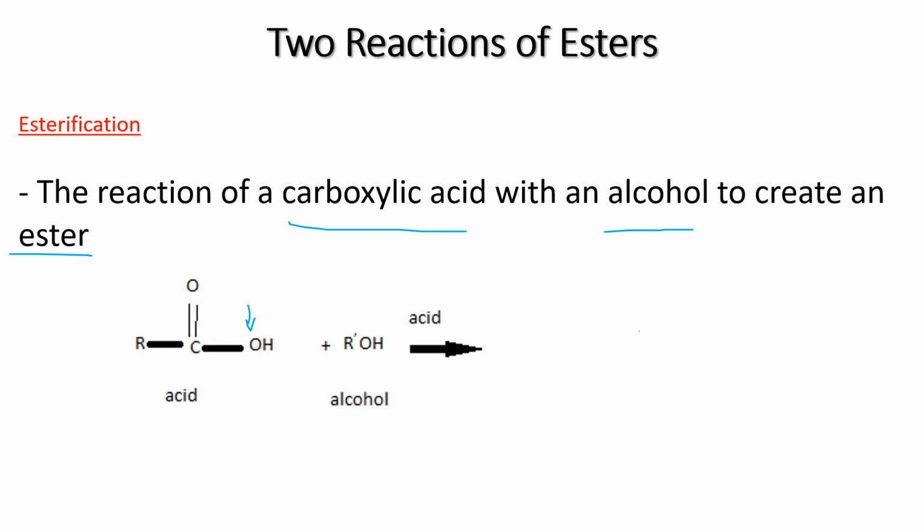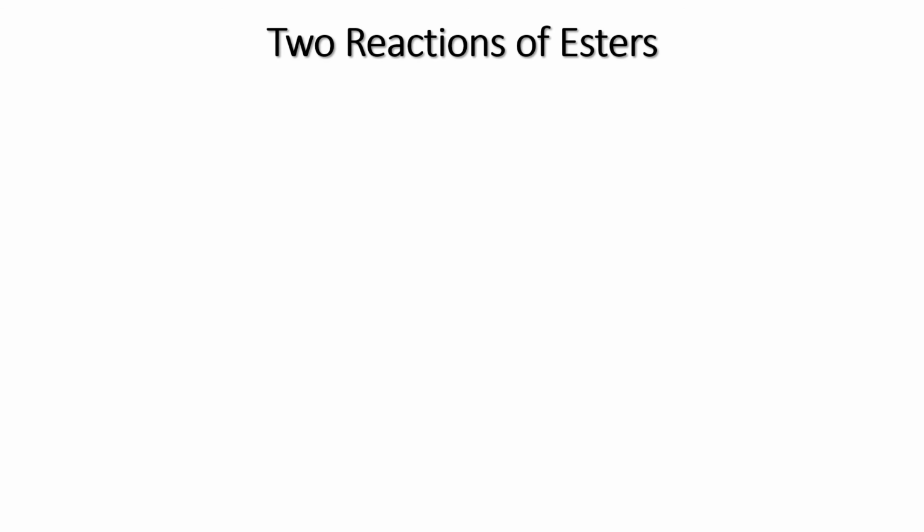Now, what's going to happen is, for us to create the ester, we need to get rid of this hydrogen. And it's going to switch places with this R. So the R is going to attach to the chain, ta-da, and HOH leaves us with water. So esterification makes an ester and water.